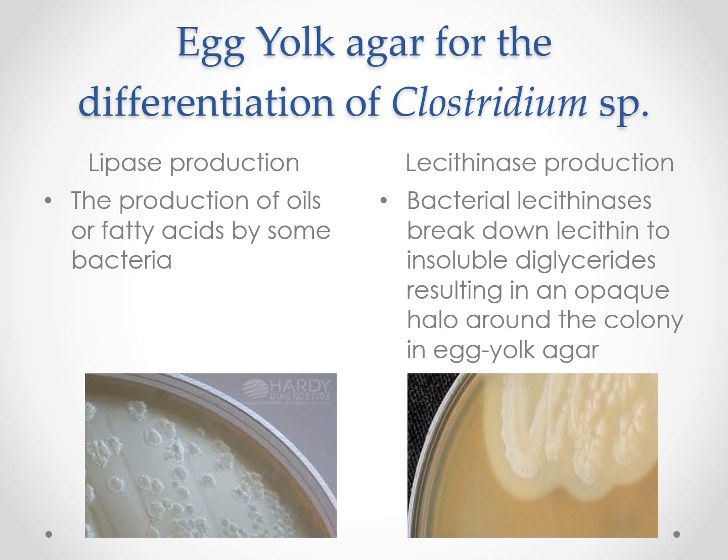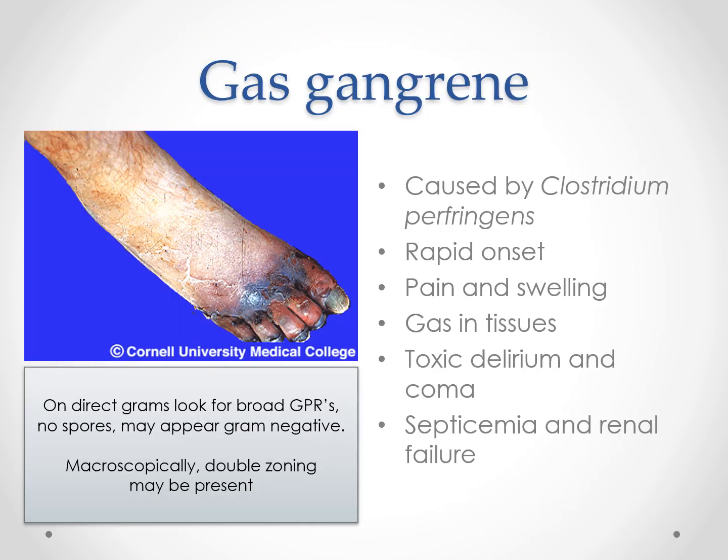And then lecithinase, if you have an organism that produces lecithinase, what you will see is a precipitate around the colonies, and you can see that in the bottom right image. Let's go ahead and talk about some diseases associated with Clostridium.